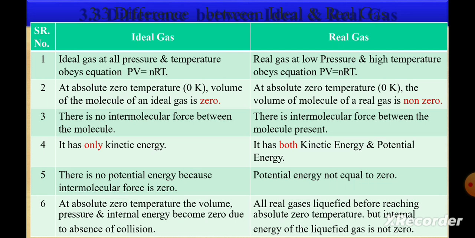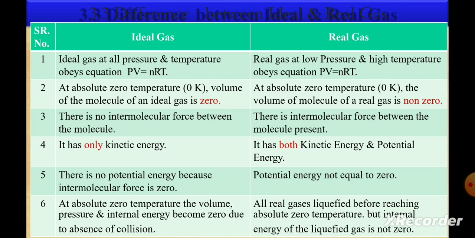This is the difference between ideal and real gases. Ideal gas at all pressure and temperature obeys the equation PV is equal to nRT. Real gas at low pressure and high temperature obeys the equation PV is equal to nRT. For an ideal gas at absolute zero temperature, the volume of the molecule is zero. At absolute zero temperature, the volume of a molecule of a real gas is non-zero.